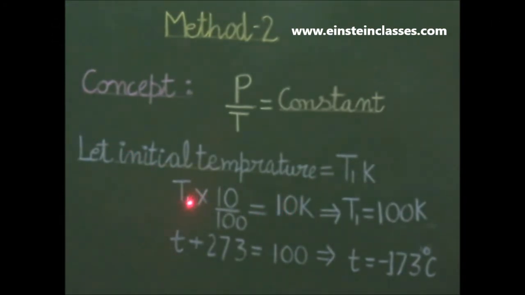So a 10% rise in temperature is equal to 10 Kelvin. So T1 equals 100 Kelvin. And T1 is T plus 273, which is equal to 100. So T comes out to be minus 173 degrees centigrade. It's a very simple approach.